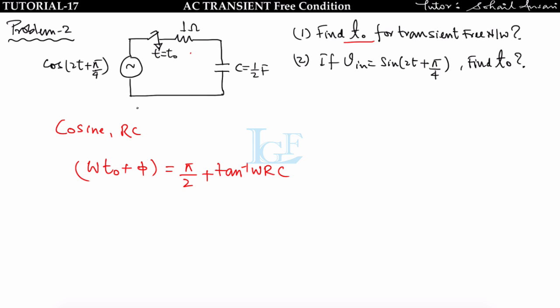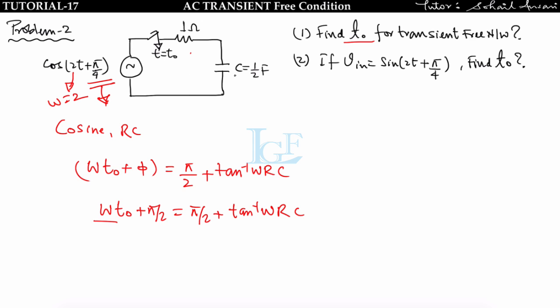Now phi is pi by 4, so omega T naught plus pi by 4 is equal to pi by 2 plus tan inverse omega RC. Now you know the omega. How much is the omega? Omega is equal to 2. So put the value of omega, R and C, and you will get T naught is equal to 0.785 second. Means if I close the switch at t is equal to 0.785 second, then I will not get transient response in this circuit.